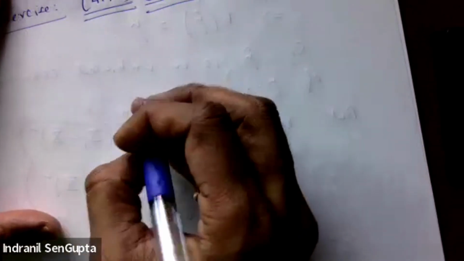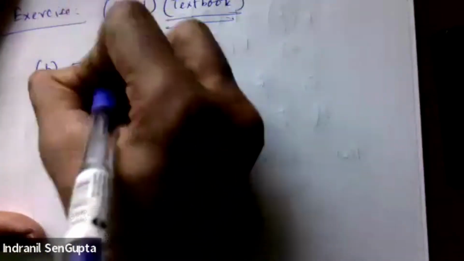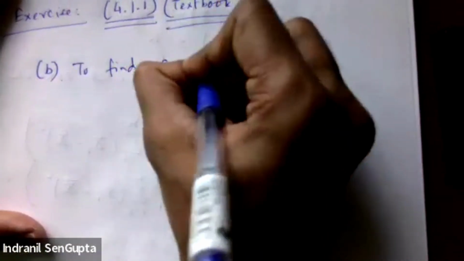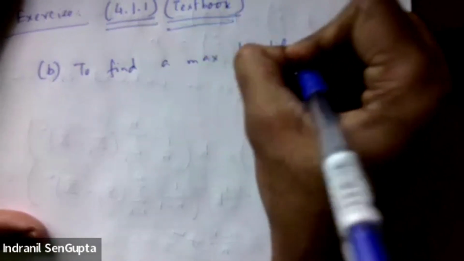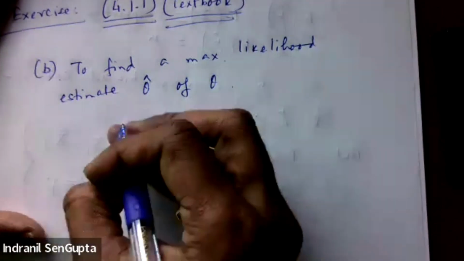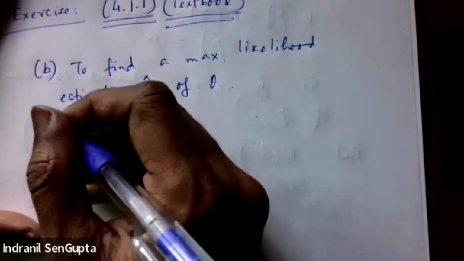the main results and I'll write the relevant results only. Okay. Part B. We want to find a maximum likelihood estimator theta hat of theta. Okay. Now, what is that? We have done it before. So what is the likelihood function?